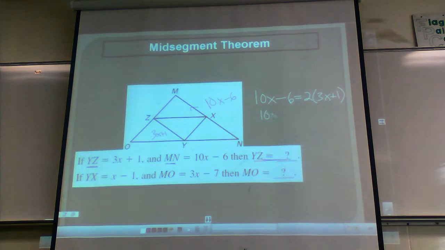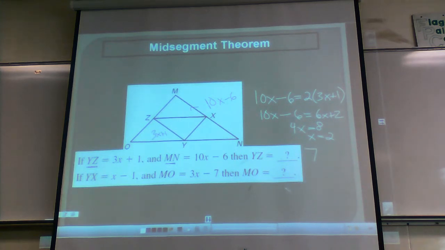All right, so if I solve this out, I get what? 10x minus 6 equals 2x plus 2. What would I do after that? So that gives me 4x equals how much? 8, so 2x's. Is that my answer? No. What do I have to do to get my actual answer? Plug it in. So if I plug the 2 into YZ, you'll get how much?